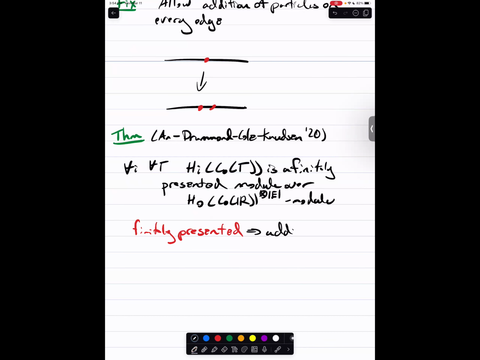So adding particles may introduce relations. But you only have to introduce so many relations.